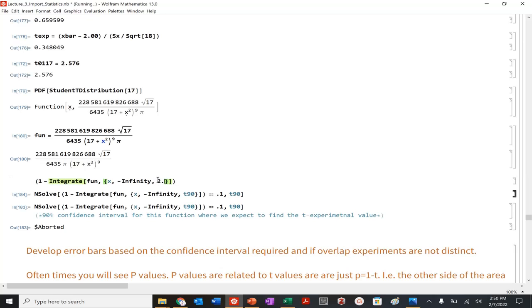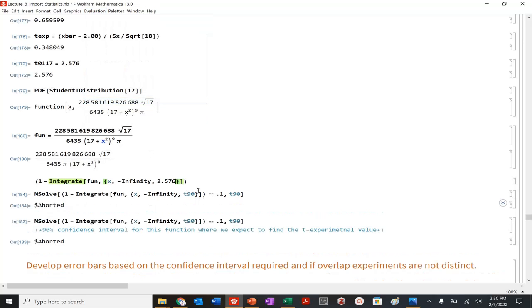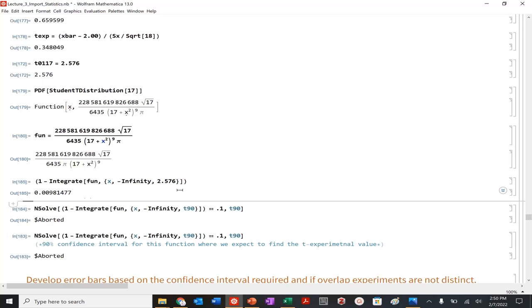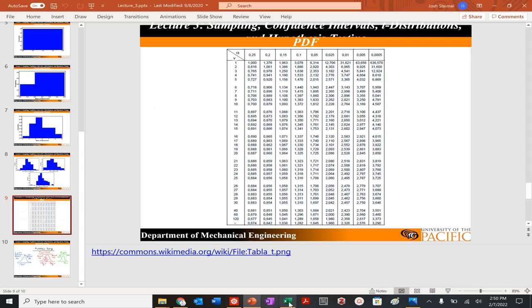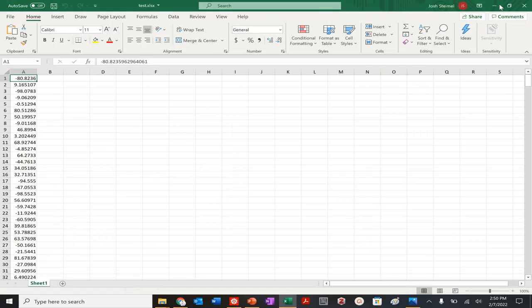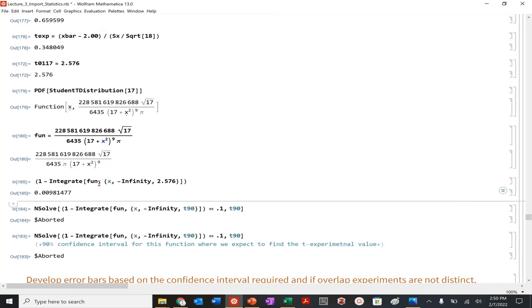So for example, 2.576. It's taking a while. My other computer will run faster. I could see that value of basically 0.01. Actually, let's go back. It's the 10% interval, so 0.01 exactly, because it's 1%, 90% confidence. So we can see that that's giving us that value.